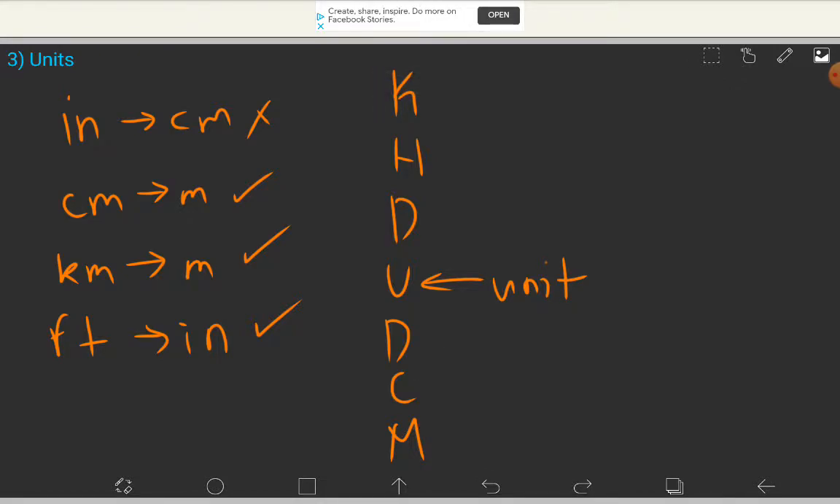So yeah, those are the main 3 details that you should really pay attention to when you are doing a geometry test, because these are the small details that can really mess you up or make you choose the wrong answer.